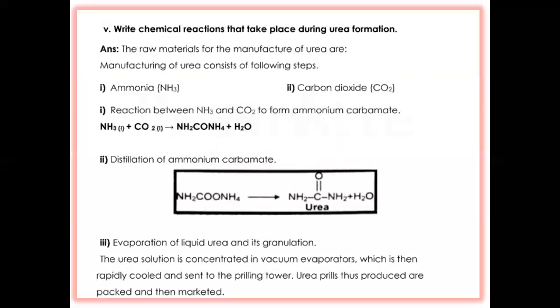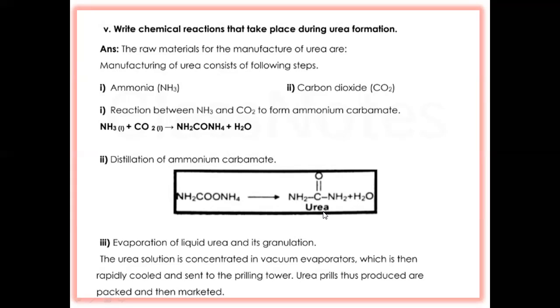Question number five, write chemical reactions that take place during urea formation. The raw materials for the manufacture of urea are ammonia and carbon dioxide. So these two are the important materials which are required for the urea formation. The reaction of ammonia with carbon dioxide, which are the raw materials, will give us this product which is called ammonium carbamate. Ammonium carbamate is formed. That ammonium carbamate after distillation will convert into urea or urea solution.